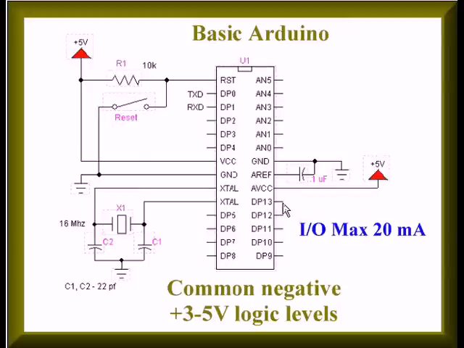Also note that you cannot connect anything to an Arduino pin that exceeds 5 volts or you will damage the item. So these are our limitations: the I/O pins have a 20 milliamp limit. We have a common ground that is negative and a VCC of 5 volts. These are TTL levels.